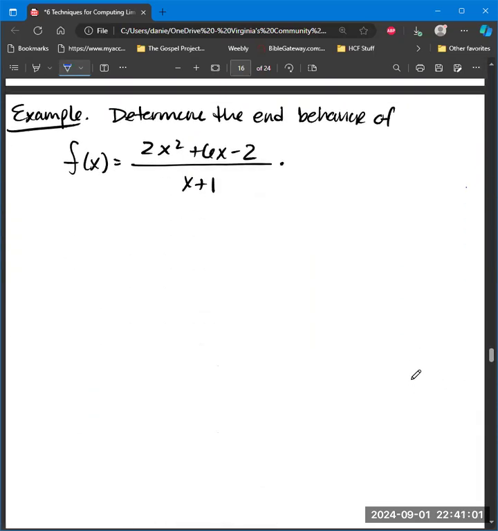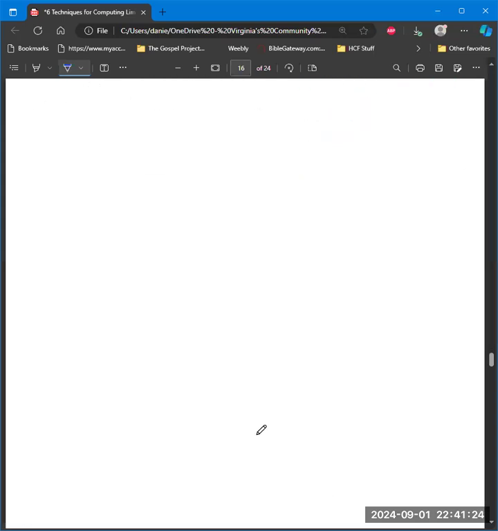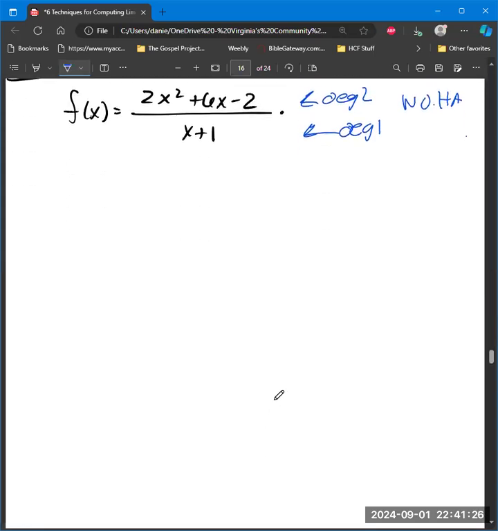Let's determine the end behavior of f of x is equal to 2x squared plus 6x plus 2 over x plus 1. So this is degree 2. This is degree 1. So we have no HA. We're going to have an oblique asymptote. We're going to need to use long division here to interpret what's going on.